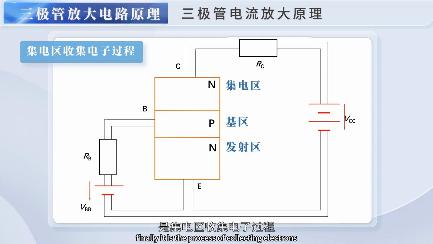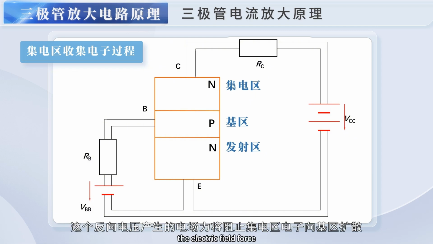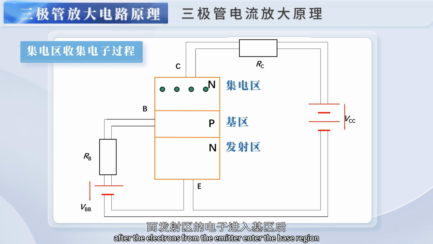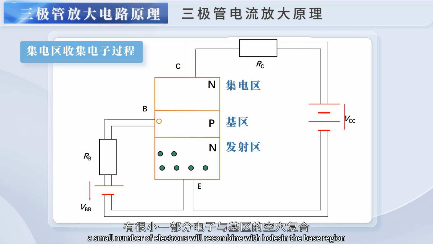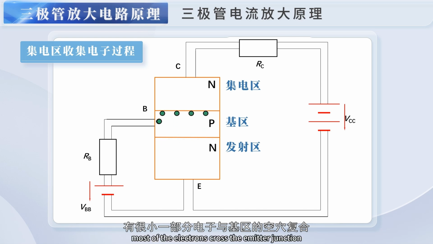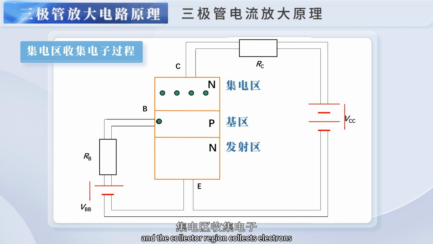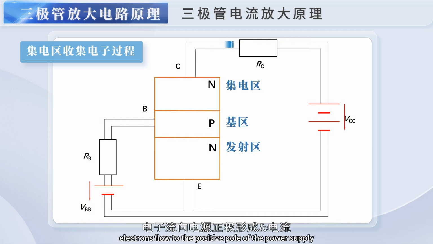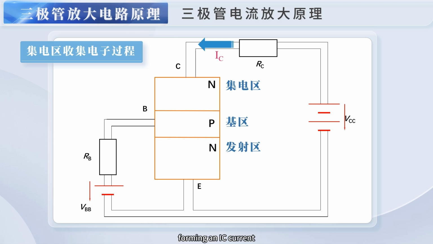Finally, it is the process of collecting electrons in the collector region. Due to the large reverse voltage applied to the collector junction, the electric field force generated by the reverse voltage will prevent electrons from diffusing into the base region. After the electrons from the emitter enter the base region, a small number of electrons will recombine with holes in the base region. Most of the electrons cross the collector junction and enter the collector region, and the collector region collects electrons. Electrons flow to the positive pole of the power supply, forming an IC current.